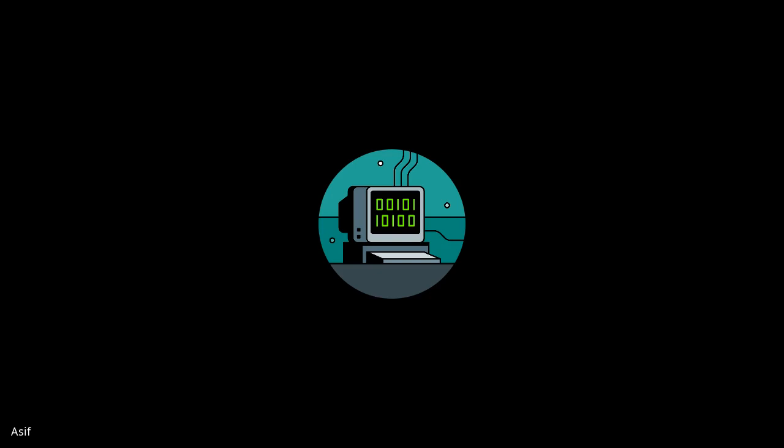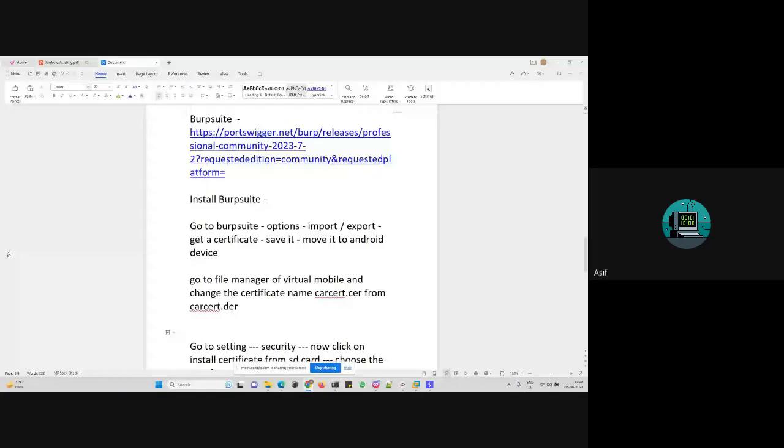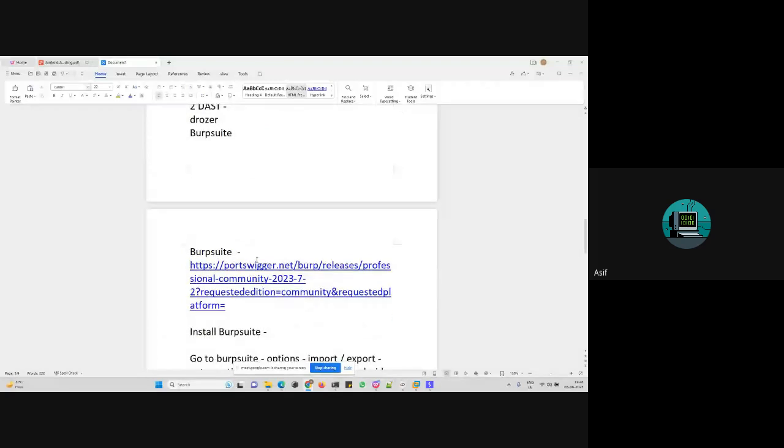Okay, so I have written the steps. Now let me give you guys a quick recap. Can you see my screen, everyone? For dynamic analysis, we'll be using two tools, Frida and Burp Suite. Burp Suite is a tool which is used for dynamic application security testing.